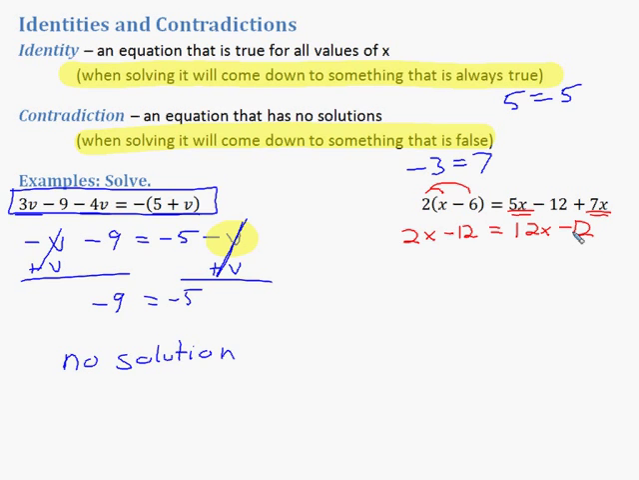To solve this, we might think, okay, well, I want to get all my x's on the same side. And maybe some of you like always to be negative or always to be positive, so you could subtract 2x from both sides, which would give us a positive 10x on this side. Minus 12 equals negative 12. And then we could add 12 to both sides.